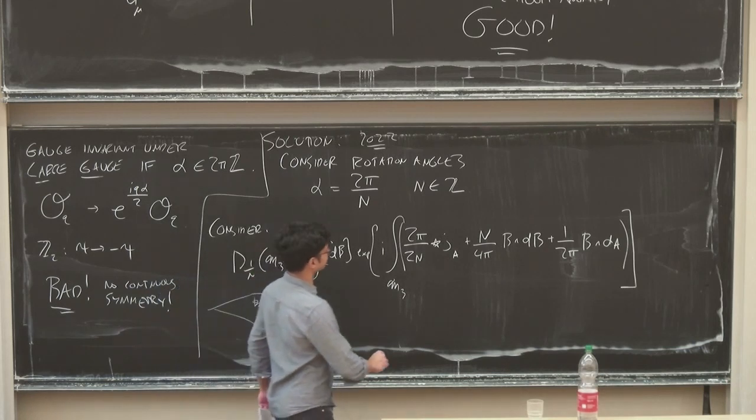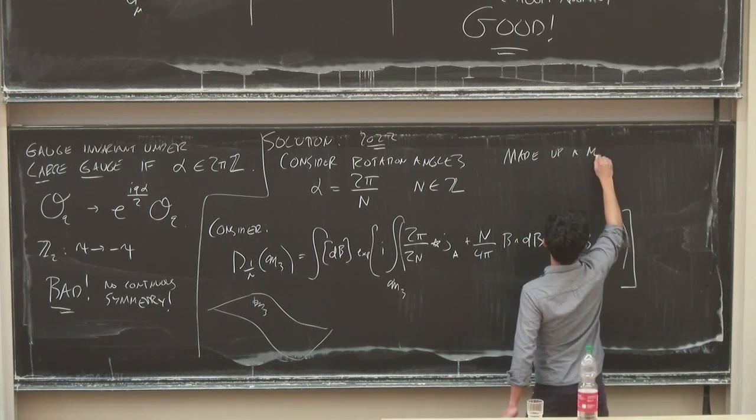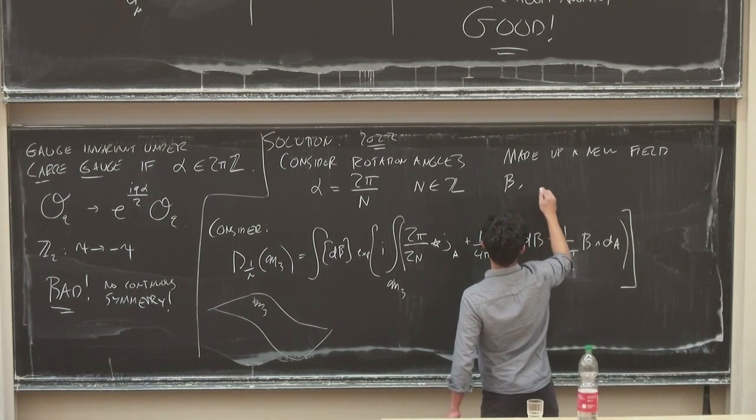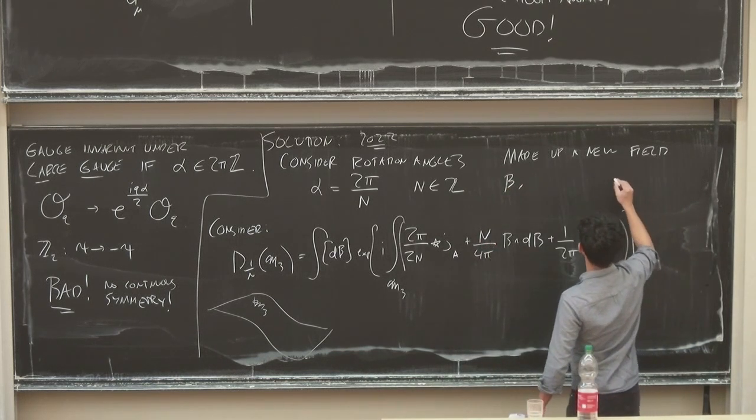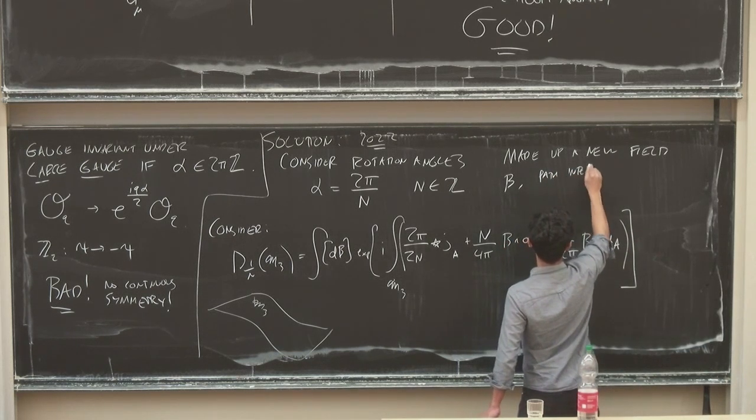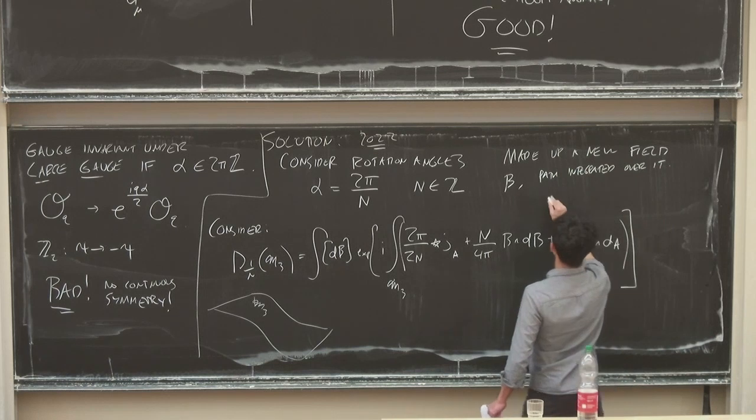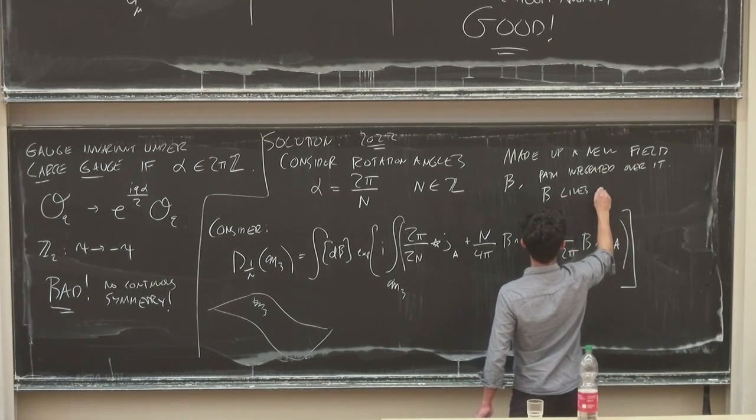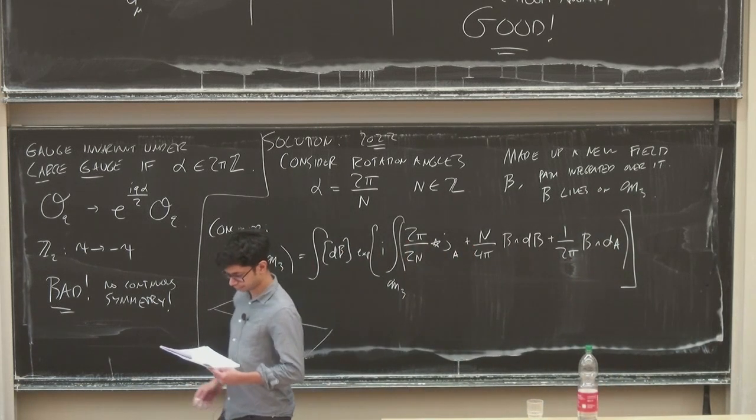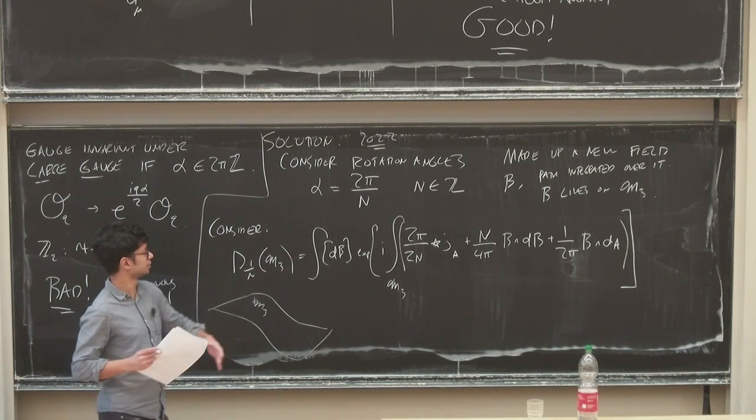So I've done something radical. What I've done is I've made up a new field B. It's a new U(1) compact gauge field B, and I path integrate over it. I stress that B lives only on M3, so it lives only on the defect. And I've path integrated over it with a very specific action.